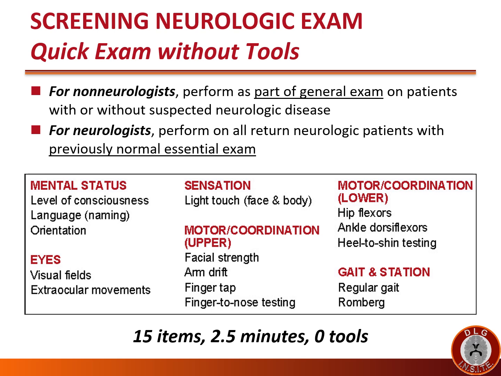In summary, the screening neurologic exam is a quick exam without tools. It is designed for non-neurologists to perform as part of a general exam on patients with or without suspected neurologic disease, and for neurologists to perform on all return neurologic patients with a previously normal essential exam, a more comprehensive exam. We have rearranged the order from the traditional order of the components to make it more time efficient. There are 15 total items. It should take you no more than 2.5 minutes, and there are no tools involved.